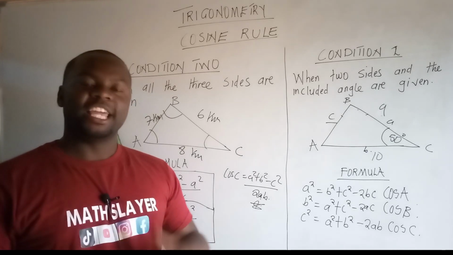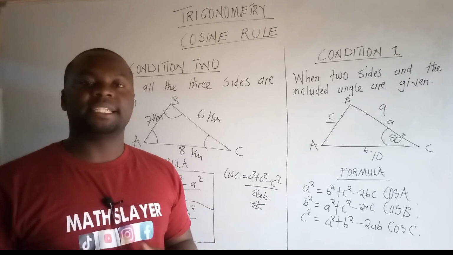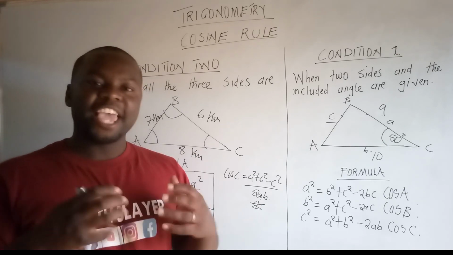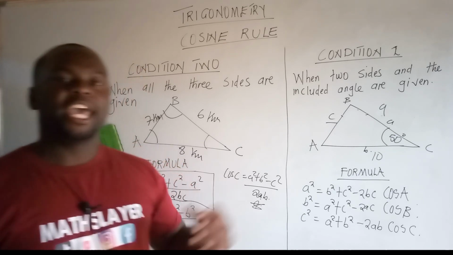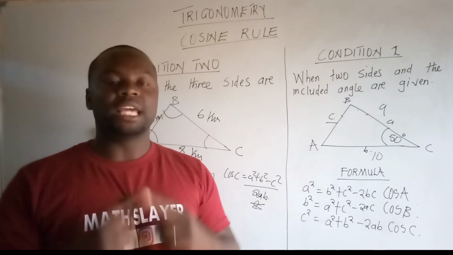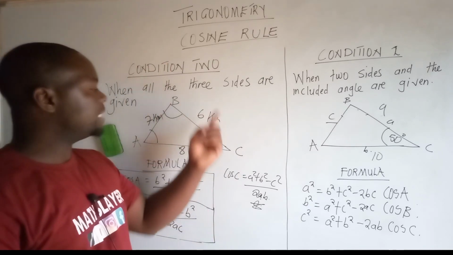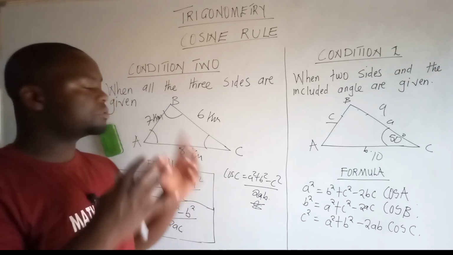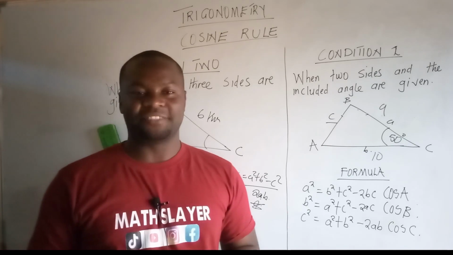All in all, in this video, I've summarized the two conditions which are necessary for you to know if you're supposed to use the cosine rule. The first condition: if two sides and an included angle have been given to you, then it's a cosine rule. The second condition: if all three sides have been given, then you're supposed to know that it is a cosine rule. Thank you for watching this video.